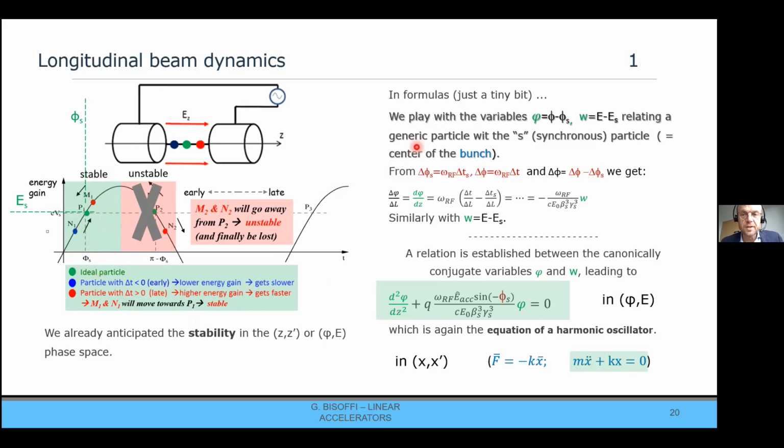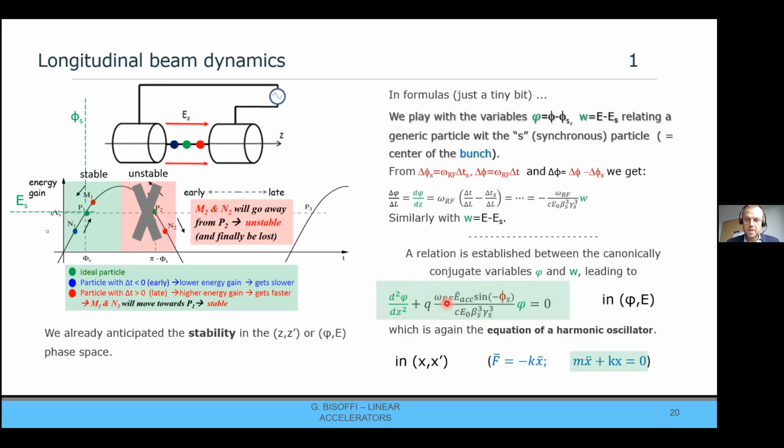So I just tell you that in formulas, which is actually not just a tiny bit, a couple of pages maybe of relatively simple mathematics, just starting by playing with the variables phi and w, where phi is the phase difference of the generic particle with respect to the RF phase minus the phase difference of the center of the beam with respect to the RF phase, and similarly for the energy. Playing with it, you come to two differential equations in phi and w, which you can put together. You come to the equation of motion of the beam in phi and W. Actually, it is governing the equation of motion in the longitudinal phase space, because phi is a function of W.